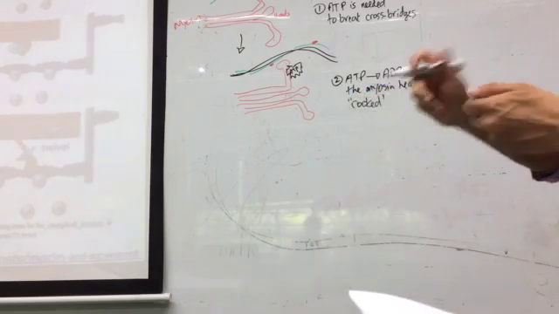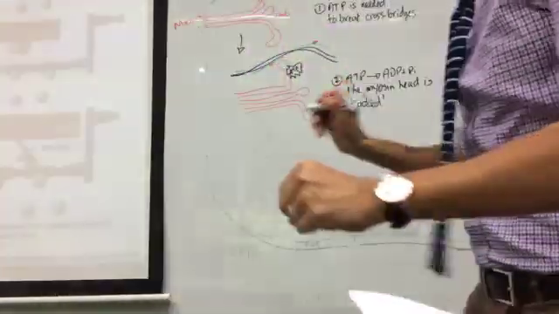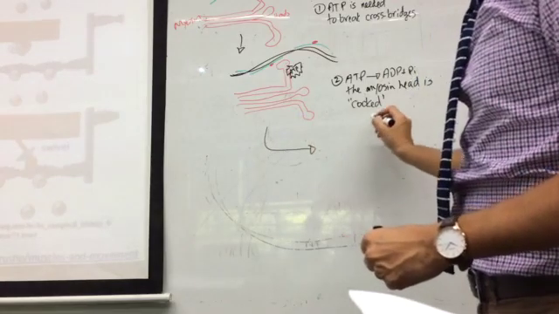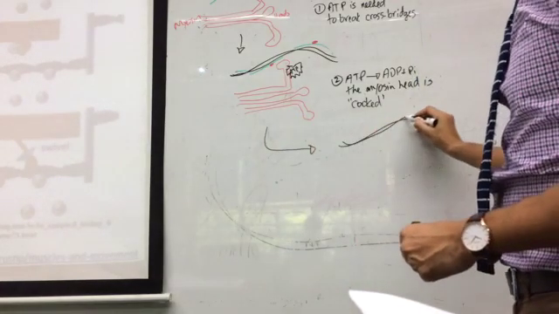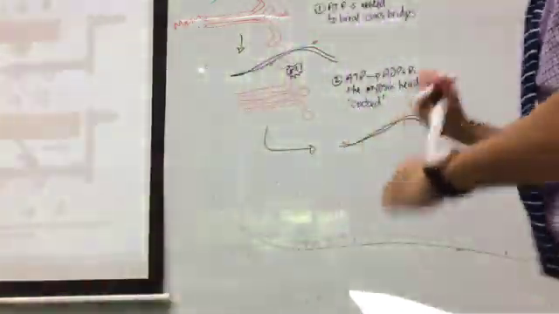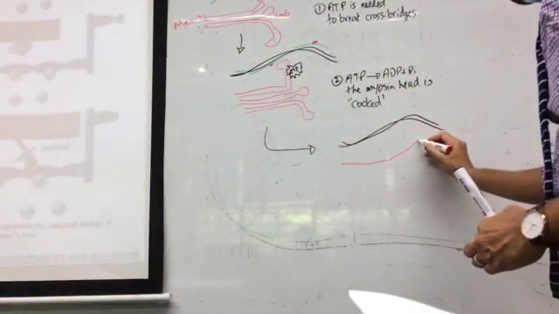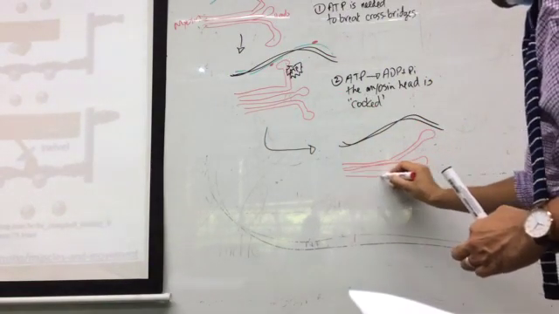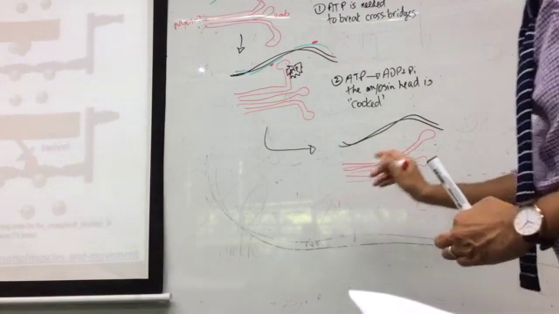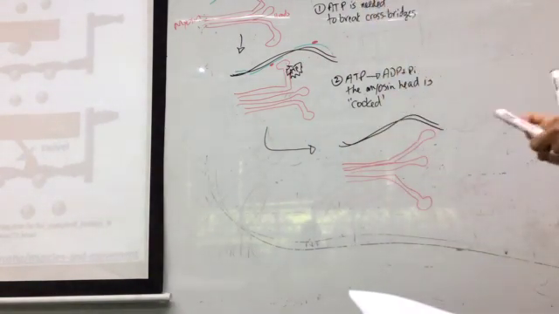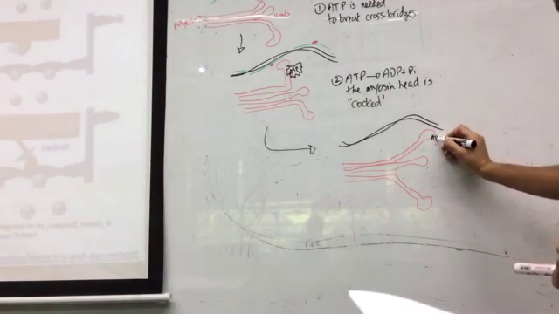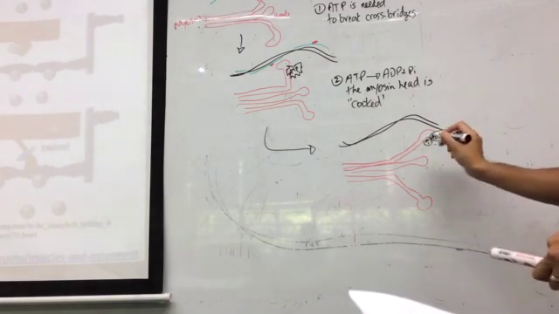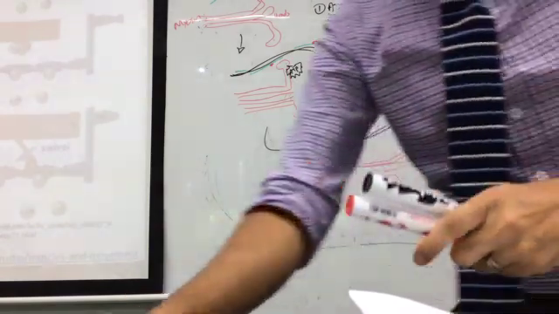So what does that look like? I'm writing this beside the wrong thing, so I'm going to go this way. It looks like this. It moves out to the side, and we can say that there's now two parts, ADP and Pi. So it becomes cocked.